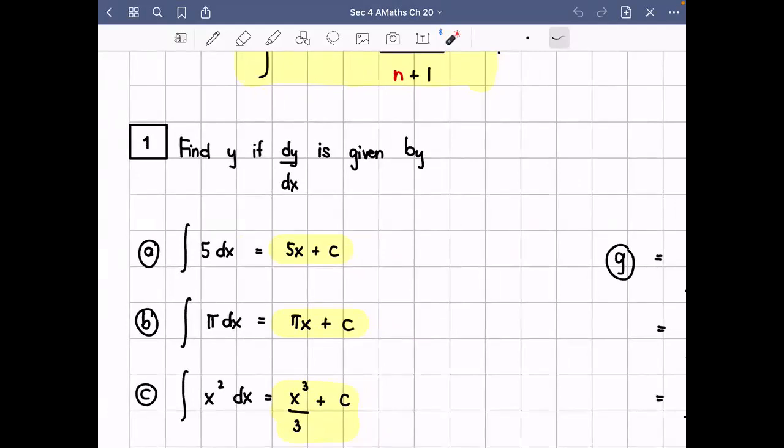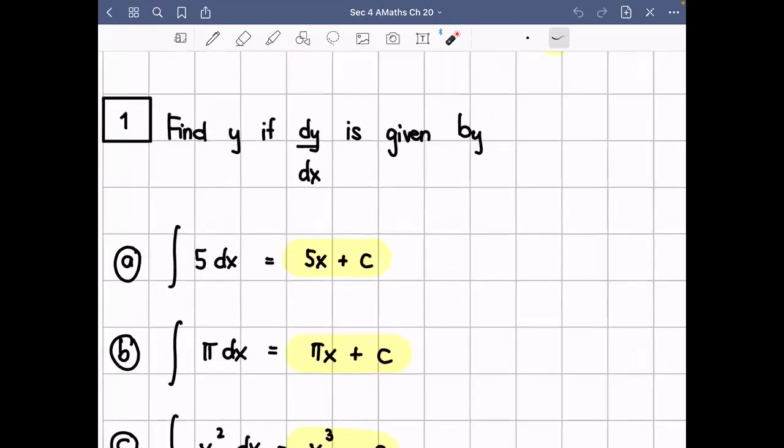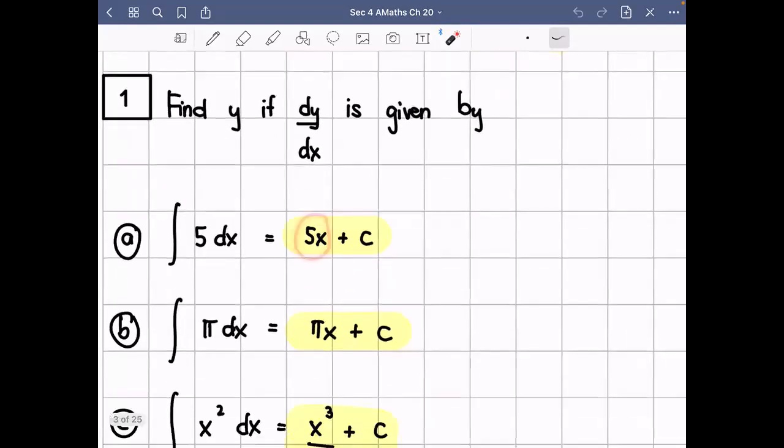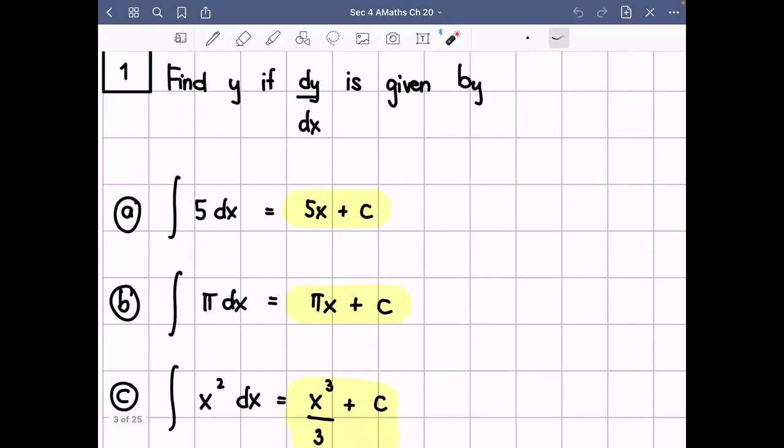So let's have letter A first. The antiderivative of 5 is equal to 5x plus c. Always remember that, class. So it's 5x plus c. So the antiderivative of any constant is the constant itself, and then you add x, and then plus your arbitrary constant, or plus c.